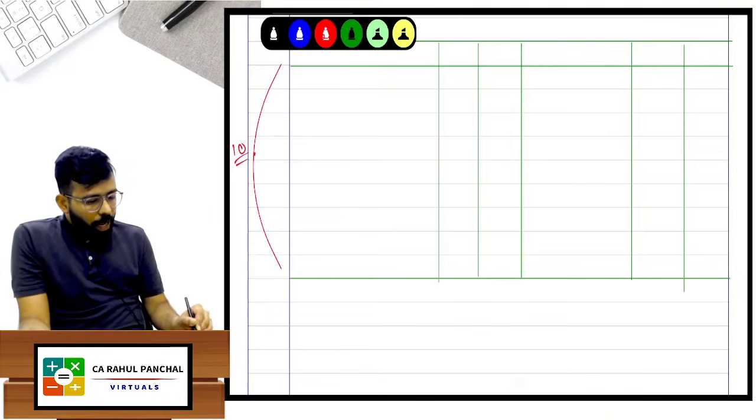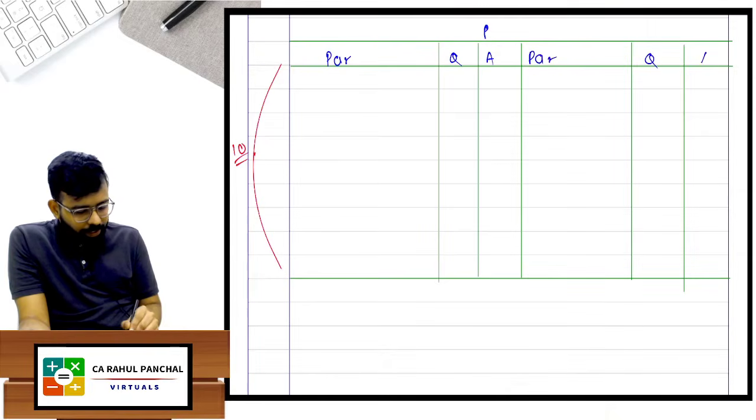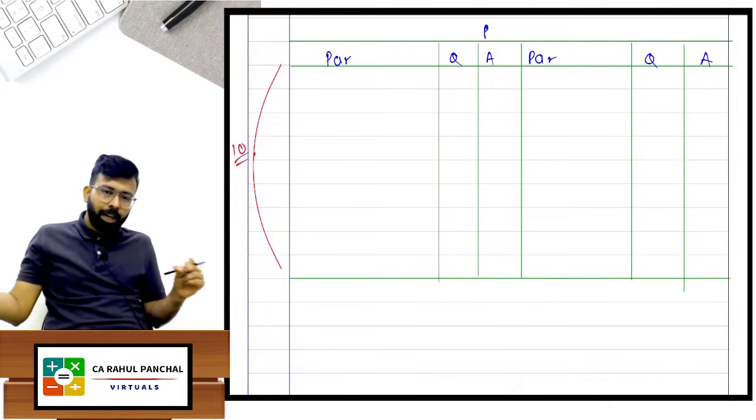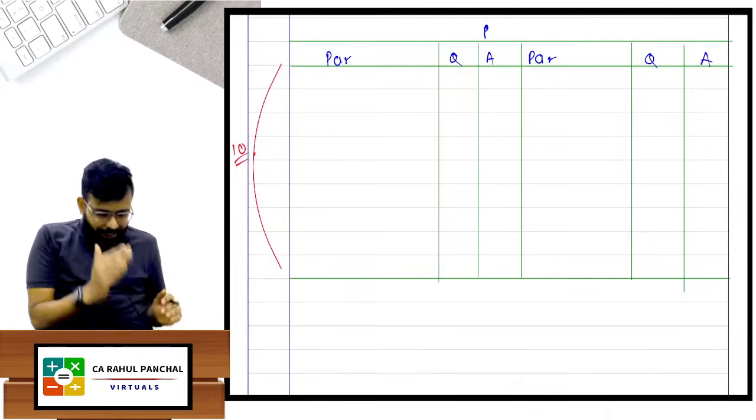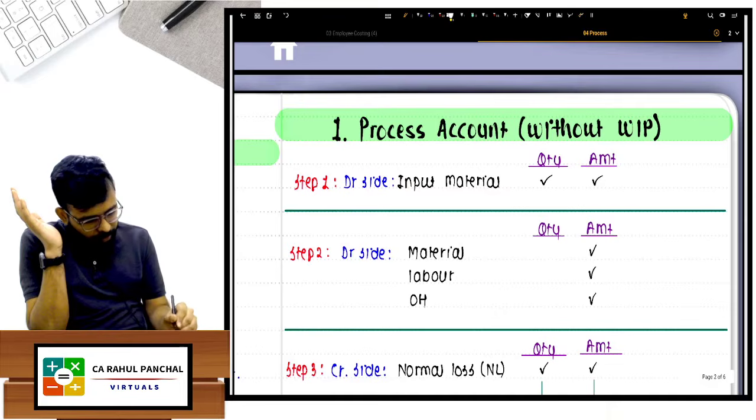Now when you write the process account, here you will write particulars, then quantity and amount, then again particulars, then quantity, and then amount. Particulars, quantity, amount, particulars, quantity, amount. Done, sir. Now, sir, 6 steps are there. Step number 1, see, it is written here also. Step number 1, first make the process account.